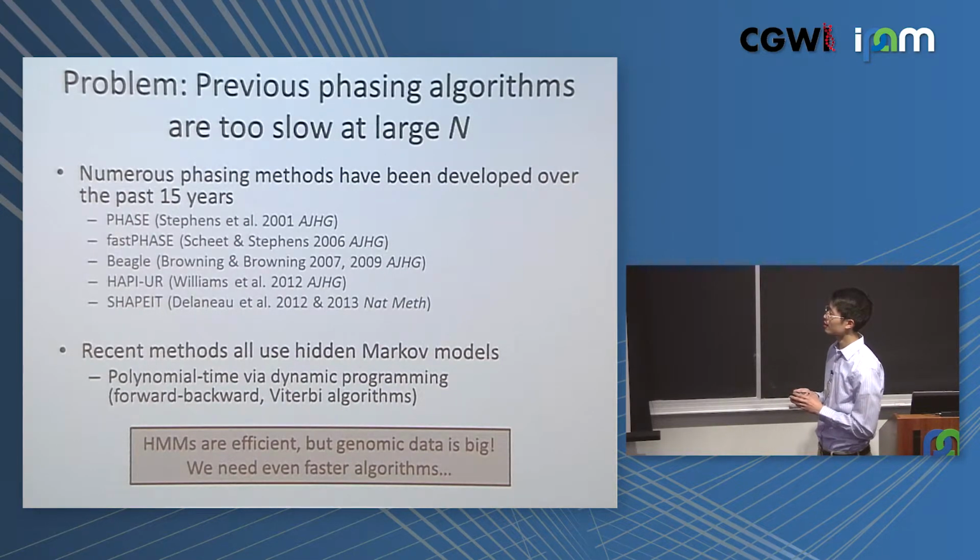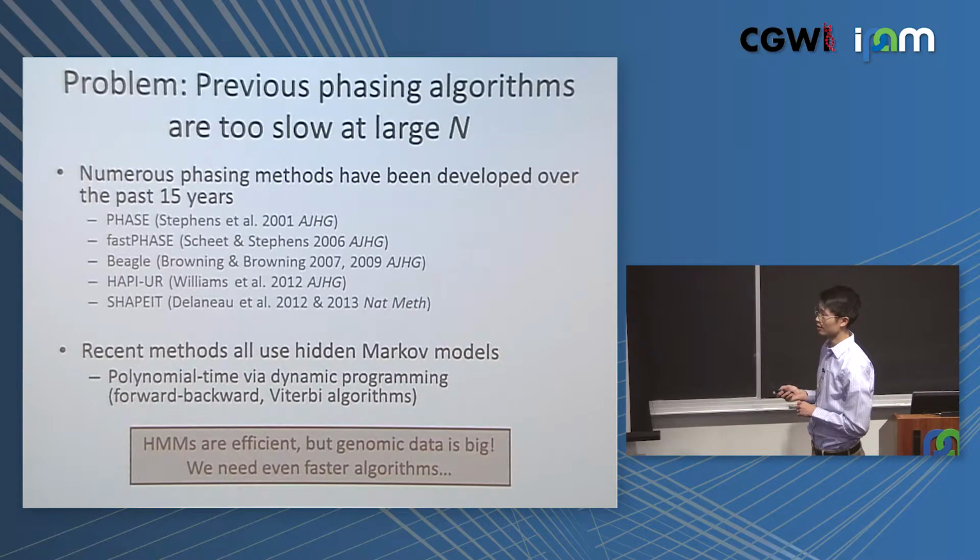And so the first general point I want you to take away from this slide is that whereas hidden Markov models are generally very fast, they're polynomial time via dynamic programming algorithms like forward-backward, Baum-Welch, Viterbi, because genomic data has been expanding so rapidly, we're starting to need even faster algorithms and starting to need to innovate on the way in which we use these models. And so that's what I'll be telling you about in the next couple of slides in terms of the method that I developed recently.